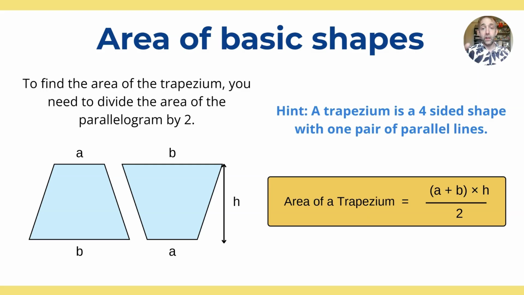Also, a bit of a hint here, a trapezium is a 4-sided shape with 1 pair of parallel lines. A lot of people are not sure what a trapezium is, and hence they only apply the formula to very specific trapeziums. But if you've got a 4-sided shape, which is called a quadrilateral, and it's got 1 pair of parallel lines, not 2, 2 pairs is a parallelogram, but 1 pair is a trapezium, then you can apply this formula. Let's have a look at it in action.